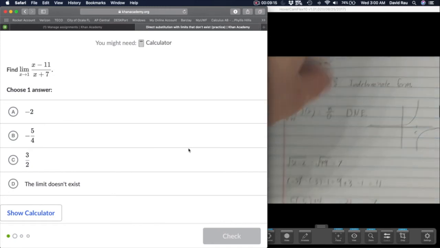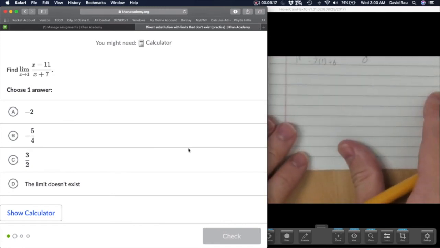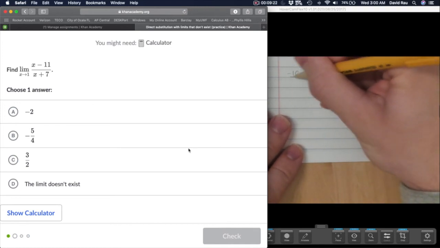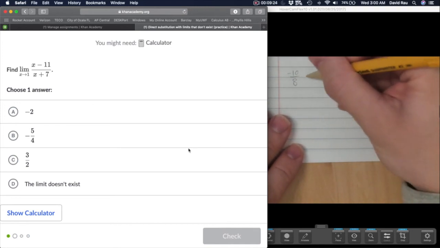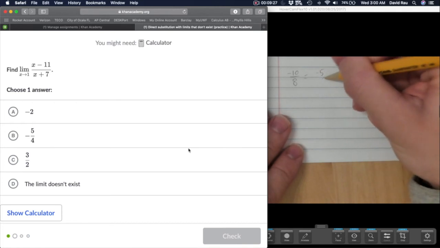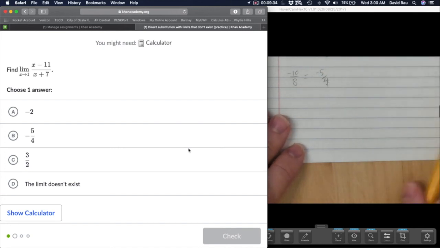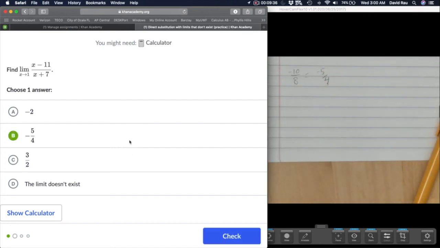All right, moving right along. This time, when I try direct substitution in the numerator, 1 minus 11 is -10, and 1 plus 7 is 8. This time, I end up reducing and getting -5 over 4. Again, I don't have 0 going on. I don't have 0 over 0 or something over 0, so I'm totally safe. I just get the -5 over 4.